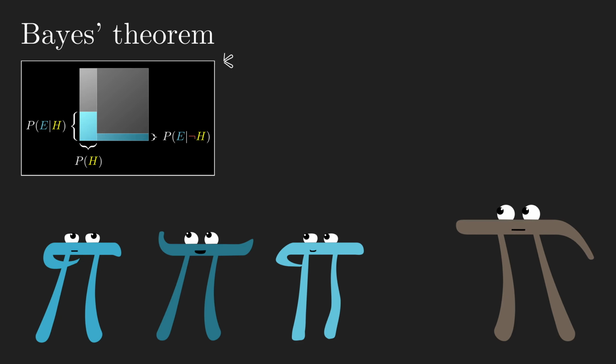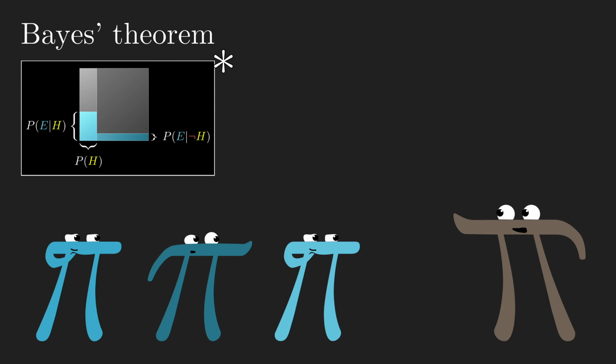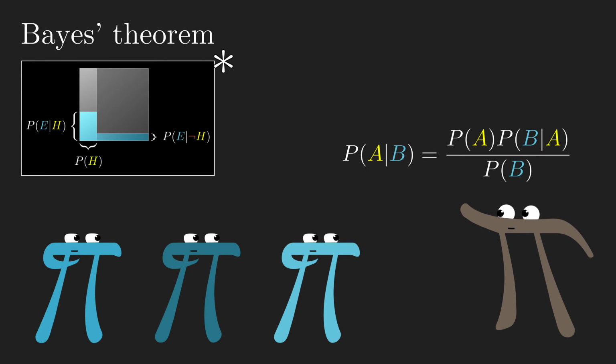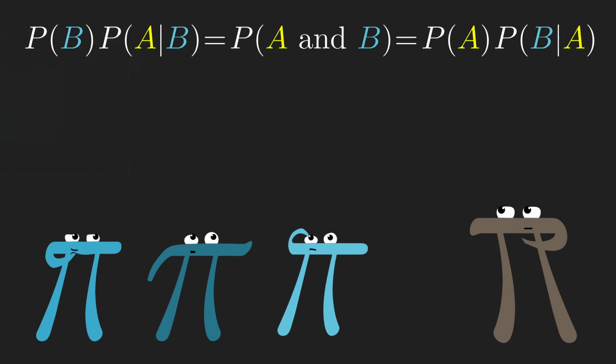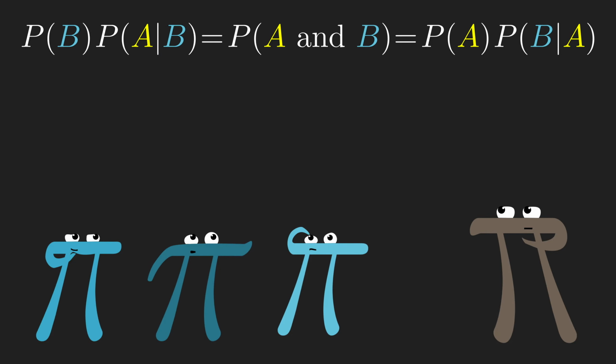This is a footnote to the main video on Bayes' theorem. If your goal is simply to understand why it's true from a mathematical standpoint, there's actually a very quick way to see it based on breaking down how the word "and" works in probability.